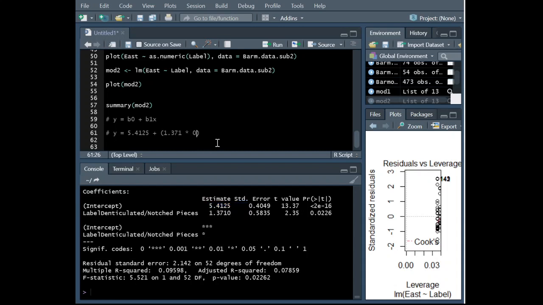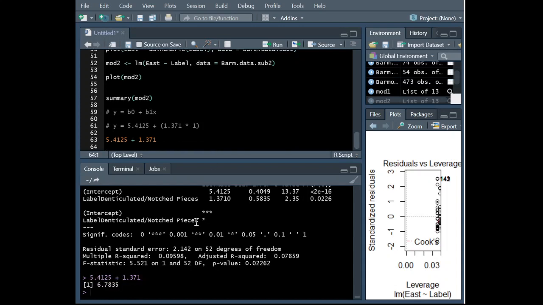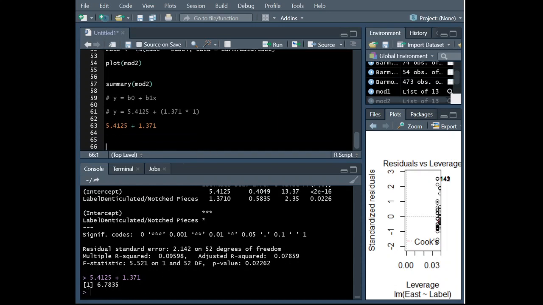With the denticulated and notched pieces, it's our second group, but R is numbering these as 0 and 1, so that becomes a value of 1. And so when you multiply the slope times 1, you get the slope, and so you need to add 5.4125 plus 1.371. And that right there, a value of 6.78, is the estimated mean easting value for denticulated and notched pieces. So we've got values of 5.4 and 6.8 for these two different artifact types and their easting values.